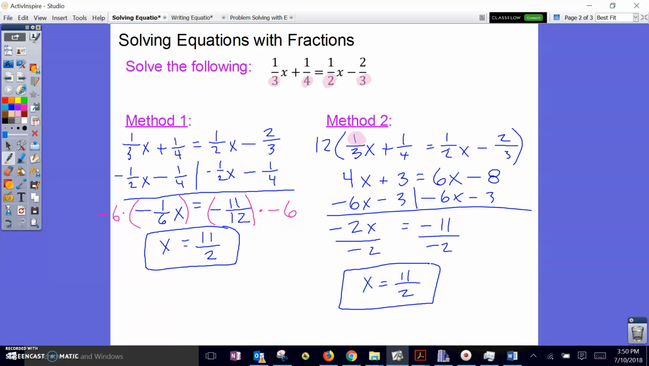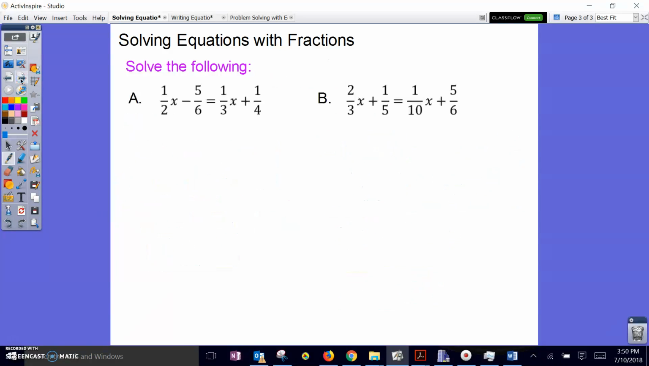I tend to find that a lot of people like this method better because they just don't have to work with the fractions. They can turn the equation into an equation that completely doesn't contain any fractions in it, and most people find those a lot more comfortable to work with. All right, let's do a couple more this way, just so you can get the idea a little bit more.